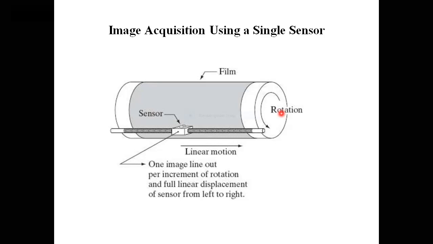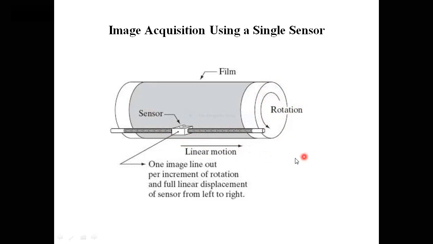In order to generate a two-dimensional image using a single sensor, there has to be relative displacement in both x and y directions between the sensor and the area being imaged. This figure shows image acquisition using a single sensor. Only one sensor is used here. It is used in high precision scanning, where a film negative is mounted onto a drum whose mechanical rotation provides displacement in one dimension. That means if this rotation is going on, then the linear motion is also progressive.